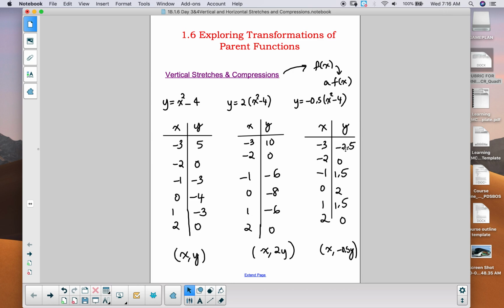Similarly here, what I noticed is for the same values of x, the y values had become half of what they were in here and also negative of what they were here because of the negative and the half over here. So what's happening to the x comma y, it's becoming x comma negative 0.5 times y. So this value that you're multiplying the function with is called its vertical stretch. This negative in this example is the reflection in the x-axis or the vertical reflection.